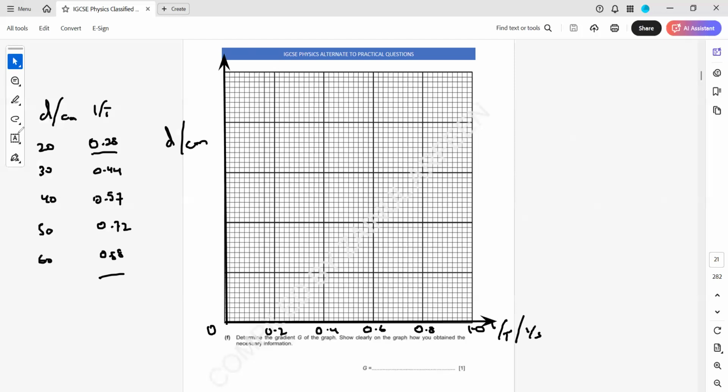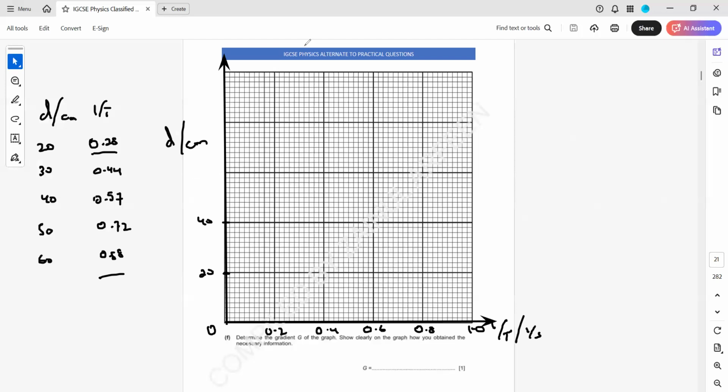So the values are 20, 30, 40, 50, 60. Let's say I select 20, 40, 60. Is it good? Is this scale good? No, sir, no. Because the values, only this part I will cover.